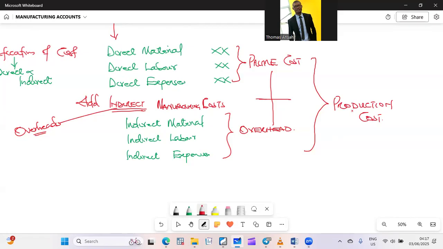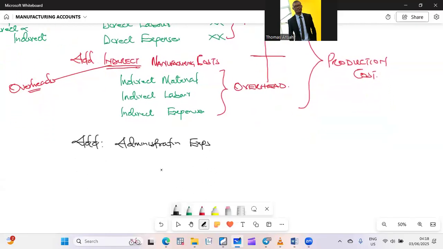So we want to get the production cost, but there may be other costs that we will have to add. Certain costs like administrative expenses are also overheads, just that they are not manufacturing. Administrative expenses of the manufacturing. Then we have selling and distribution.